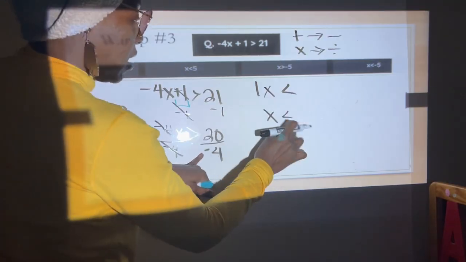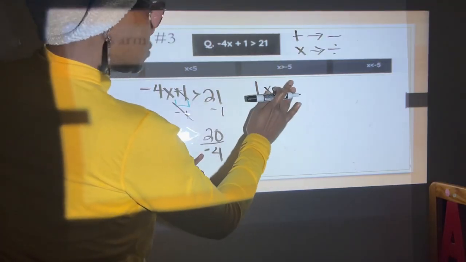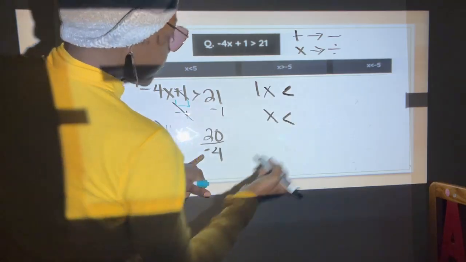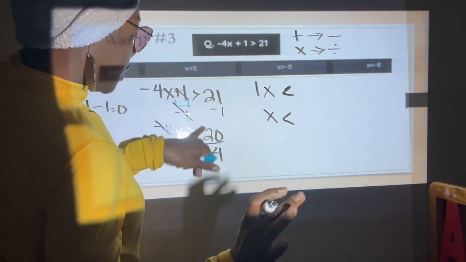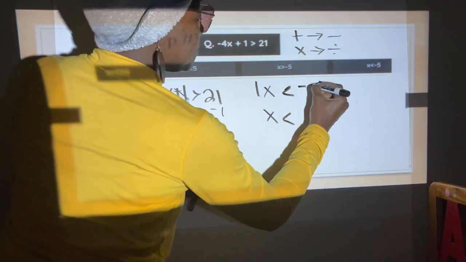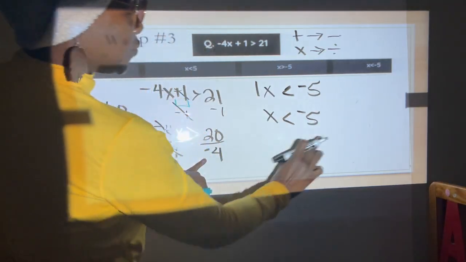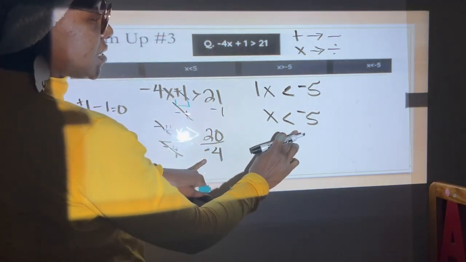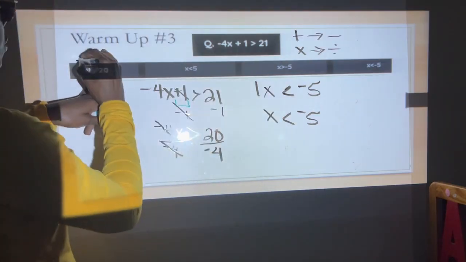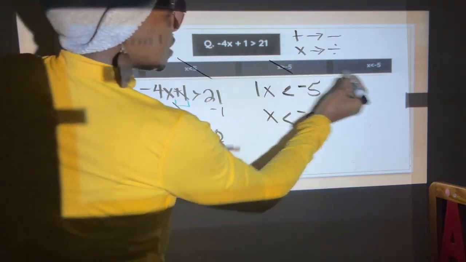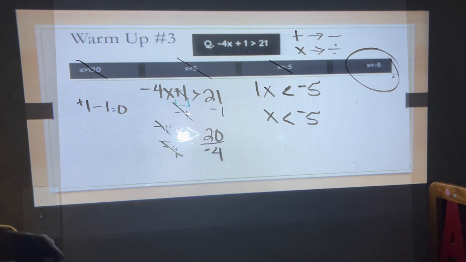All right? Now, and I wrote the wrong symbol. Ooh. Oh, no, I didn't. We were supposed to flip it. I was right. I'm sorry. 20 divided by negative 4 gives us negative 5. And so we are looking for the answer choice that has x is less than negative 5, which is not A, nope, not B, not C. The correct answer is D as in dog.